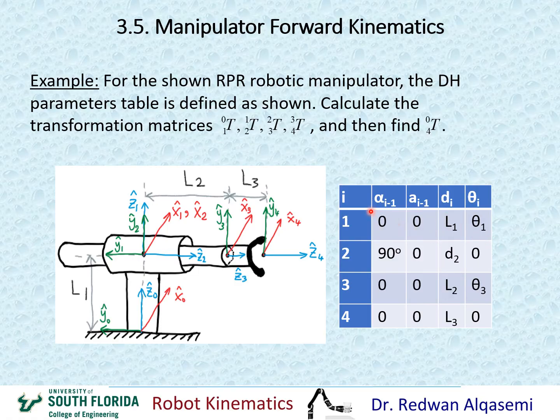So from frame 0 to frame 1, we use this. Frame 1 to frame 2, we use this. And then from frame 2 to frame 3, we use this. And frame 3 to frame 4, we use this line. Okay? So we're going to use these lines and substitute with the transformation matrix so that we can find each individual transformation. And then we'll multiply these transformations to find T04.